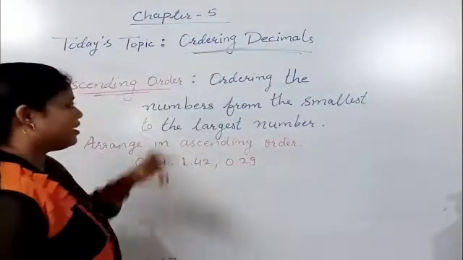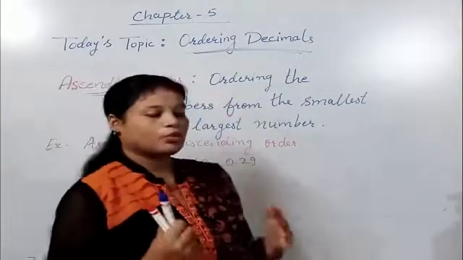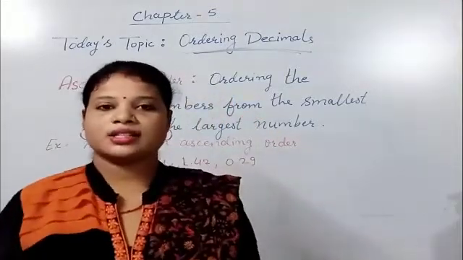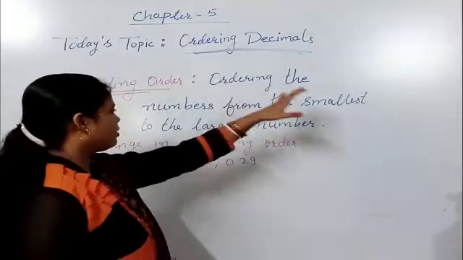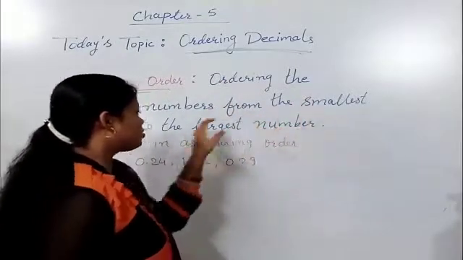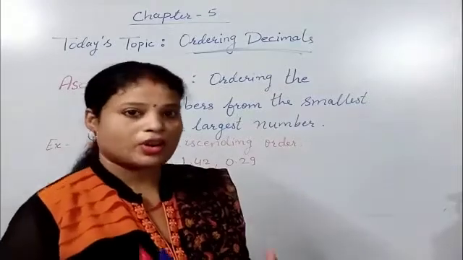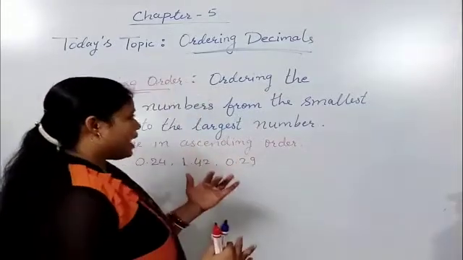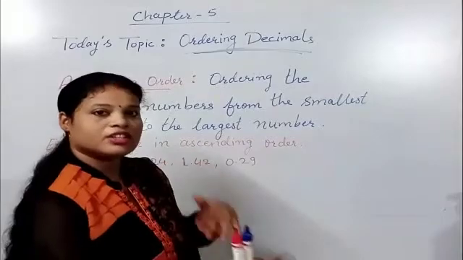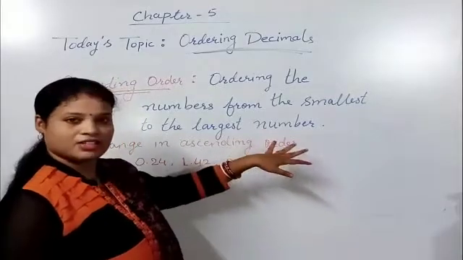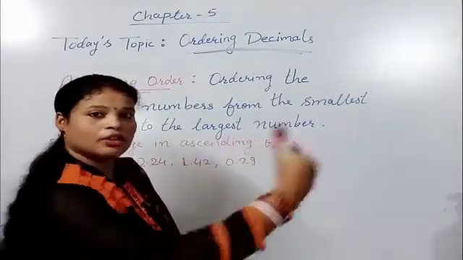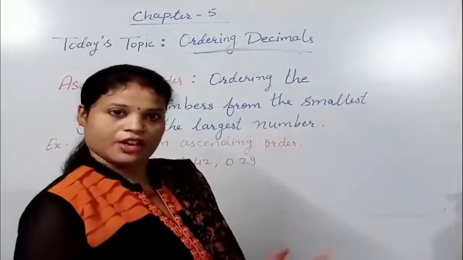First we will see what ascending order is. Ordering the numbers from the smallest to the largest number is called ascending order. What is the meaning of ascending order? That we will arrange from smallest to largest, or least to greatest. Okay, we'll see an example.